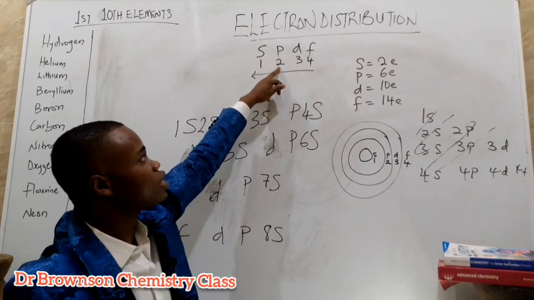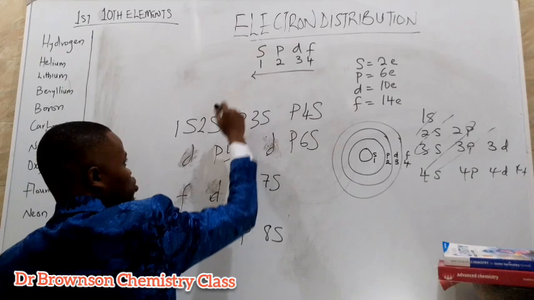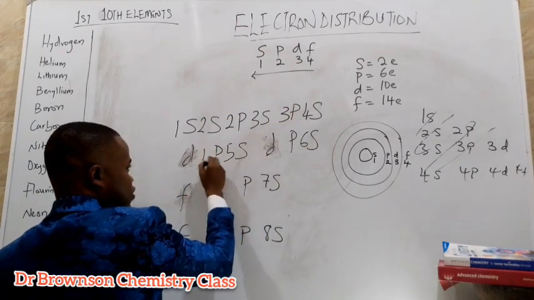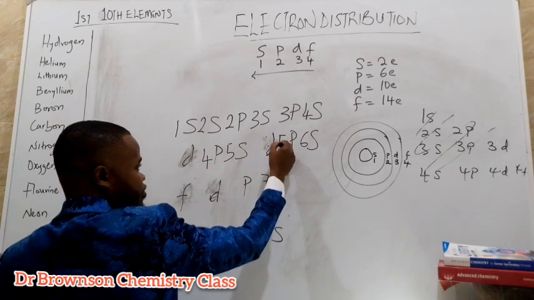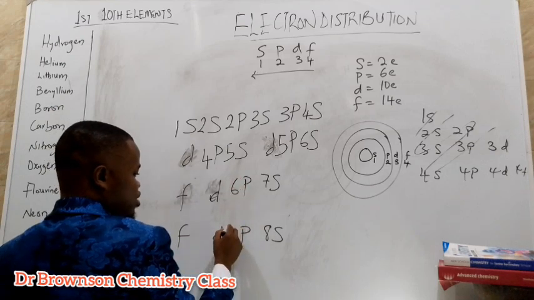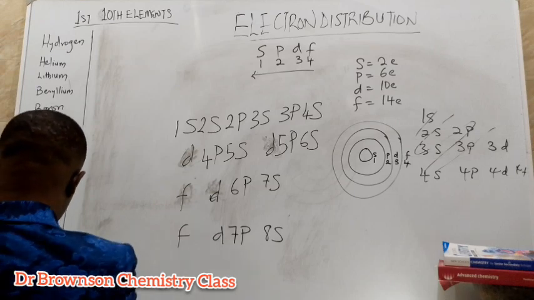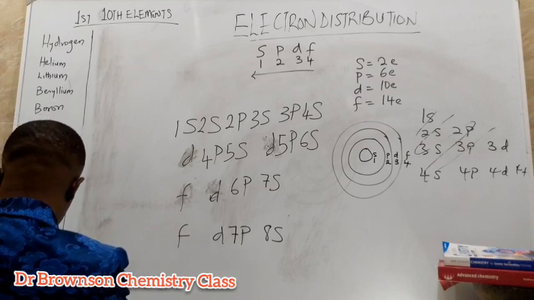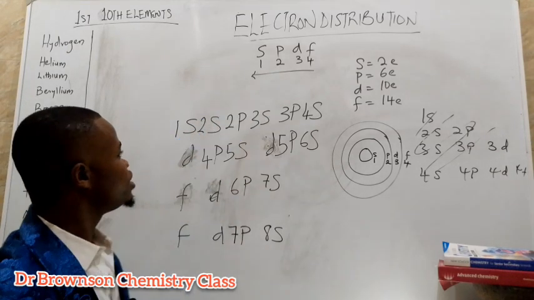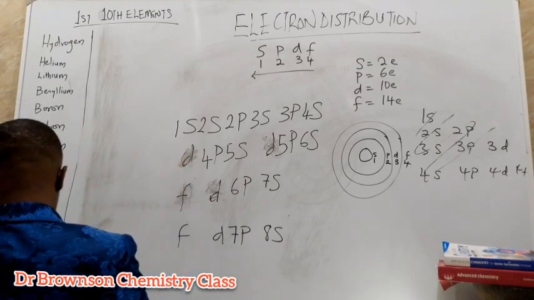Next is P. P is starting with 2. So this is the first P, 2. So we have 2, 3, 4, 5, 6, and 7. Now the next one is D. So over here I have D. D is 3. This is the first D. So we have it to be 3.